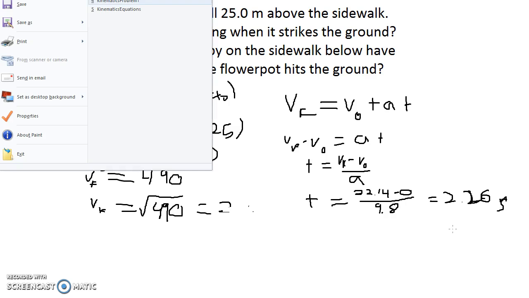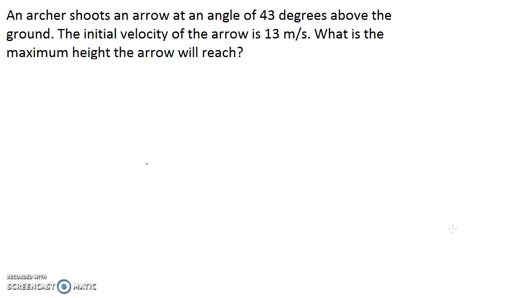And let's see if we can squeeze in one more problem. So, we see an archer shoots an arrow at an angle of 43 degrees above the ground. The initial velocity of the arrow is 13 meters per second. Now, what is the maximum height the arrow will reach? So this is a little bit more complicated and a little bit more of a complex problem. So I always find it helpful to draw out the problem to decide whether or not we can use kinematics, and if so, how.